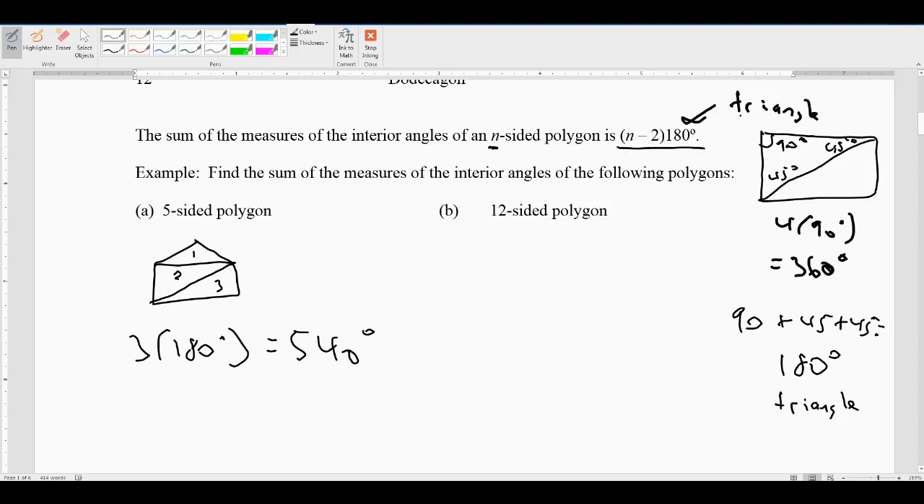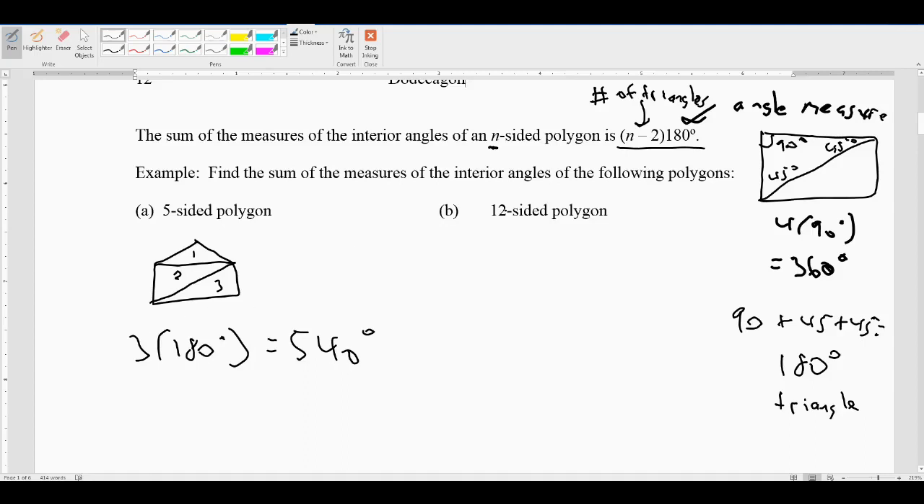Well, that's where this formula comes from. Everything about this formula is about a triangle. This n minus 2 is the number of triangles. And this 180 degrees is the triangle angle measure, the sum of the interior angles of a triangle. Probably should use a smaller size ink. So that's where this formula comes from.